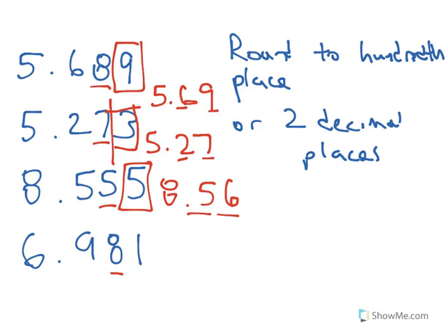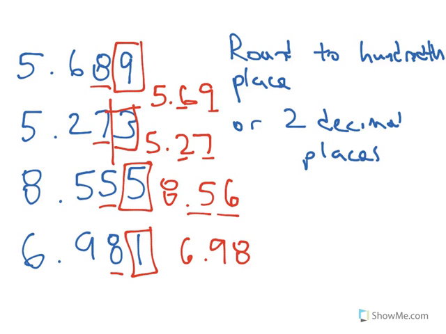For this next one here, it's going to be 6.9, and then I just have to decide, is that an 8 or a 9 that's next? The way I do that is by looking at the next digit over. It's actually a 1, so that's closer to 0 than it is to 10. So it's going to say 6.98. And that's how it's going to end up.